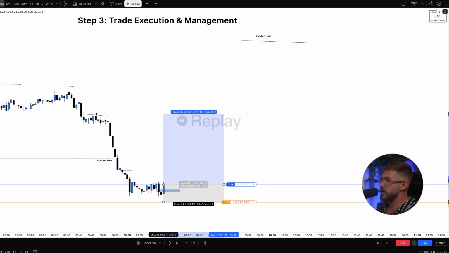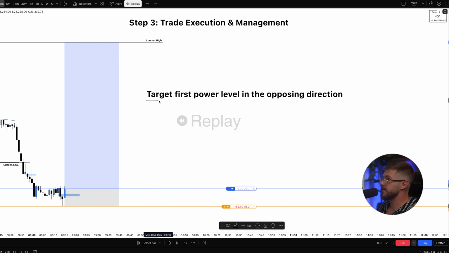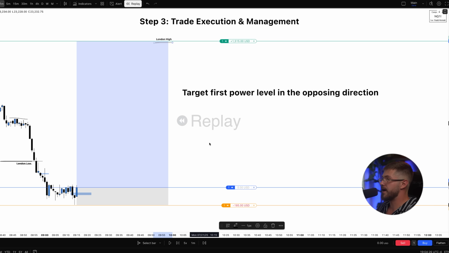So for our entry, we are not going to target right here. We're not going to target right here. In fact, we're actually going to just make it very simple. You're going to target the very first power level in the opposing direction. In this example, it is the London high. So after targeting that London high, we have $185 at risk to make $1,500.